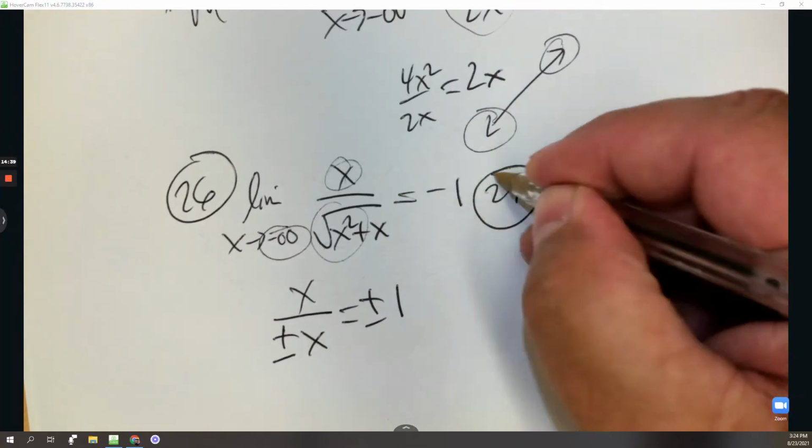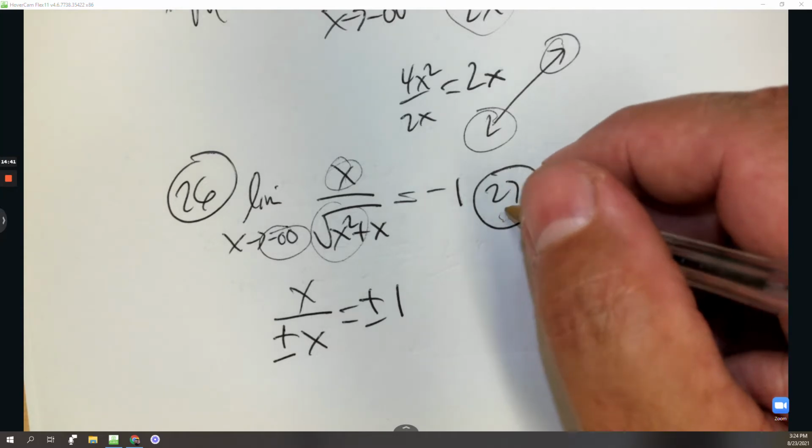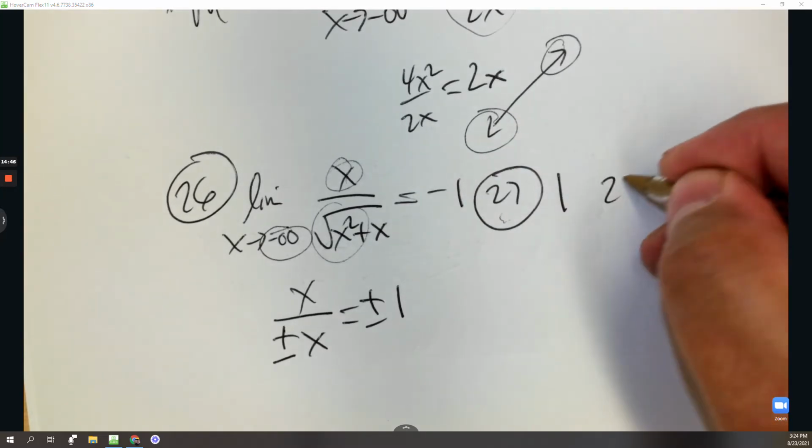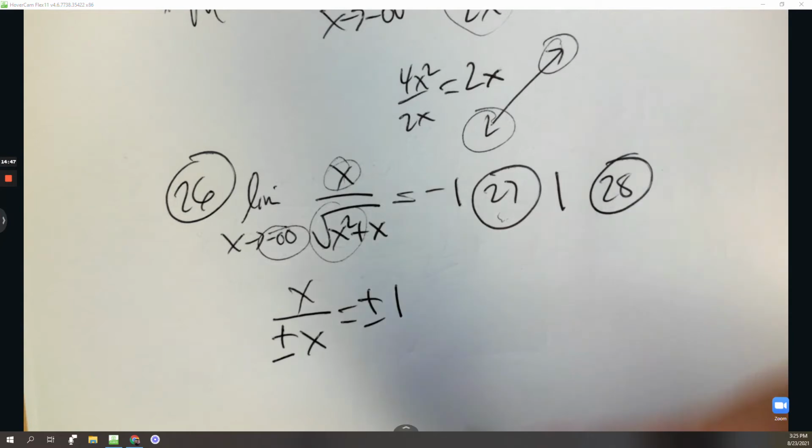27. Same question, but to the right. So the answer is positive 1. 28.